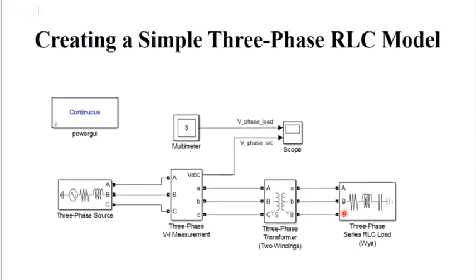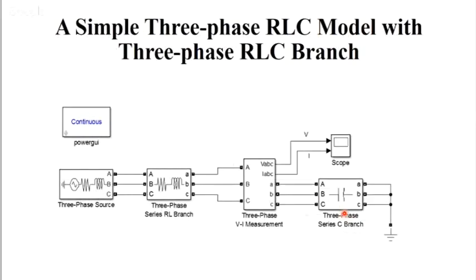First of all, we are going to create a simple three-phase RLC model with a three-phase RLC branch. In this we have a three-phase source, then a three-phase RLC branch for the transmission line. Even though we connect the three-phase source with the load, there are wires in between, so for those wires we have to account for the resistance, inductance and capacitance present in those lines.